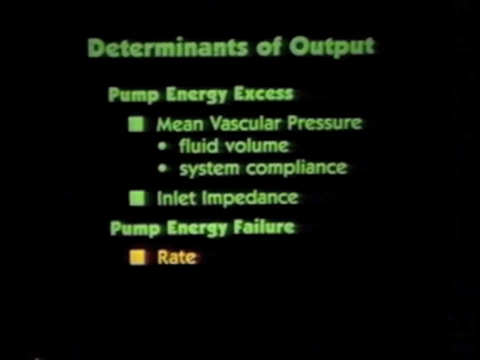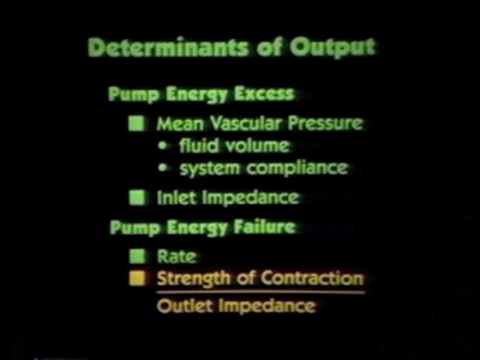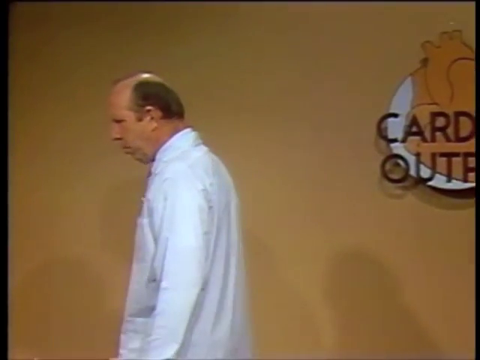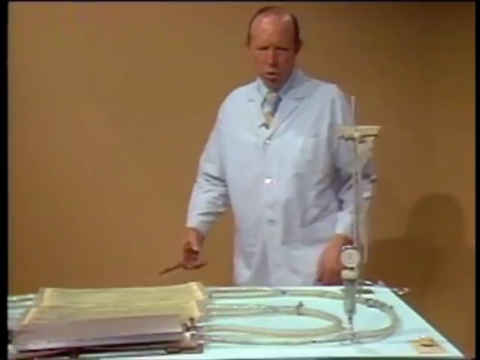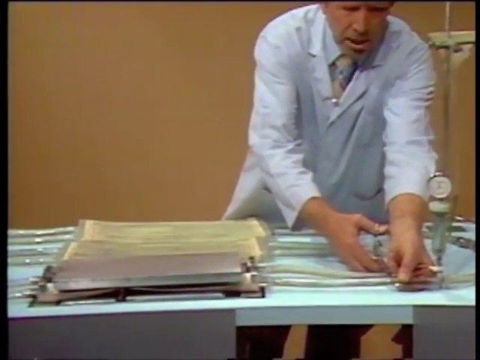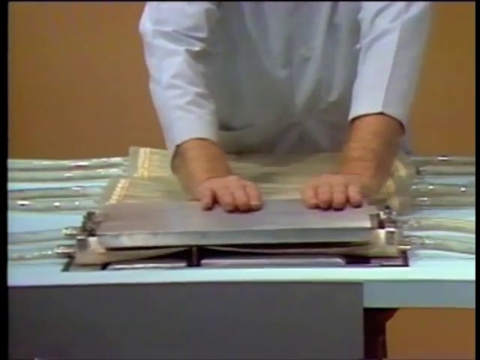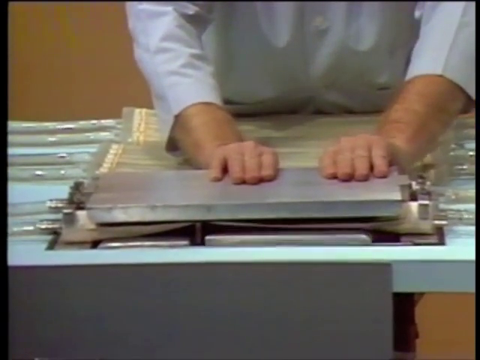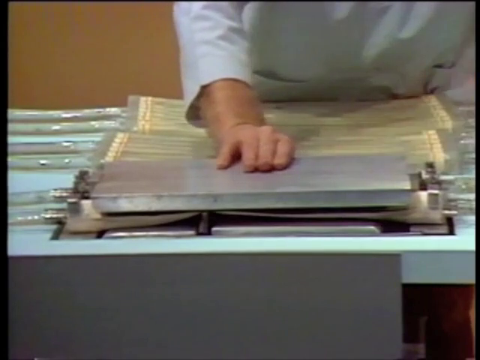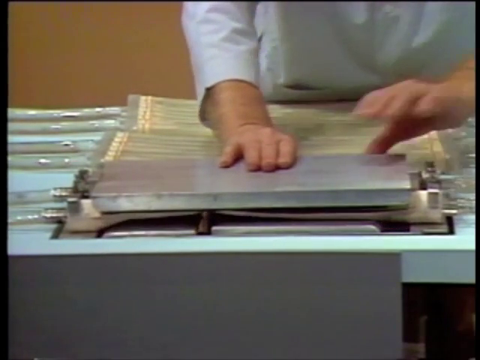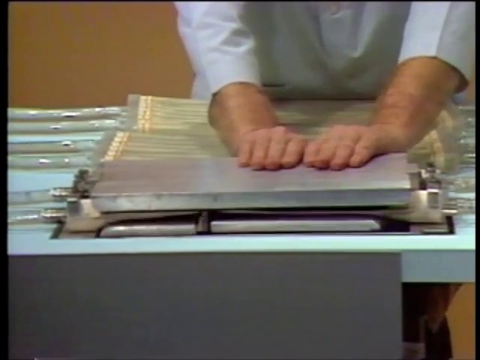The other myocardial energy failure state, which we are about to examine, is when the strength of contraction is insufficient to overcome an outlet impedance. Remember our earlier example where a strongly working pump was able to overcome an outlet impedance. But if the strength of contraction were insufficient, which is a condition I can simulate by manually contracting the ventricles, there will be a significant decrease in flow.